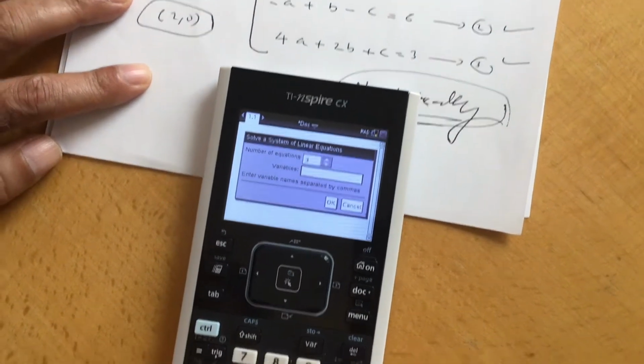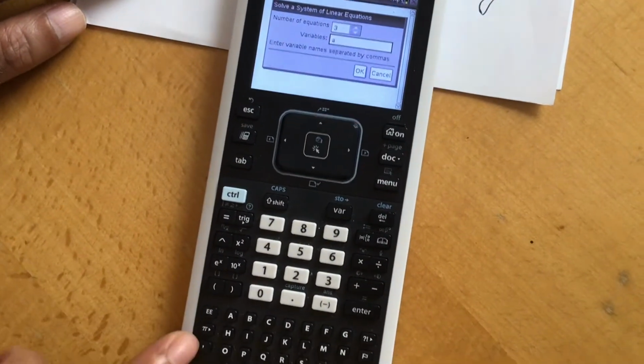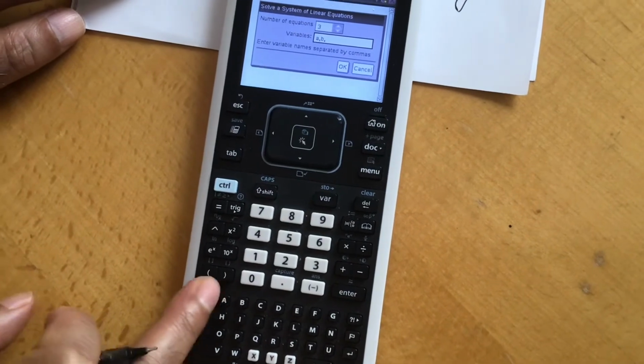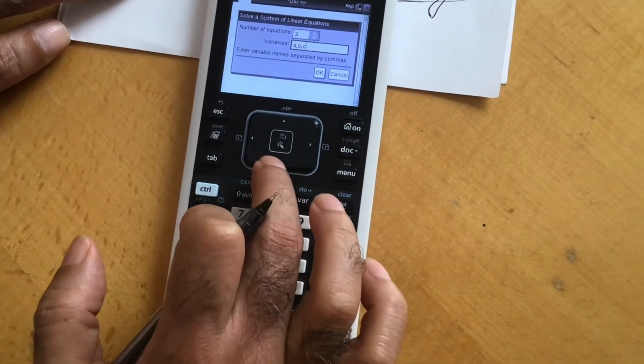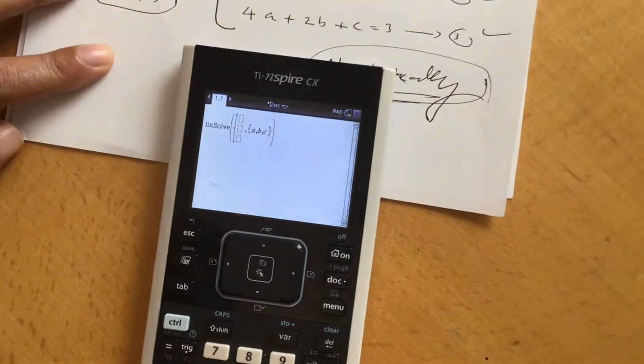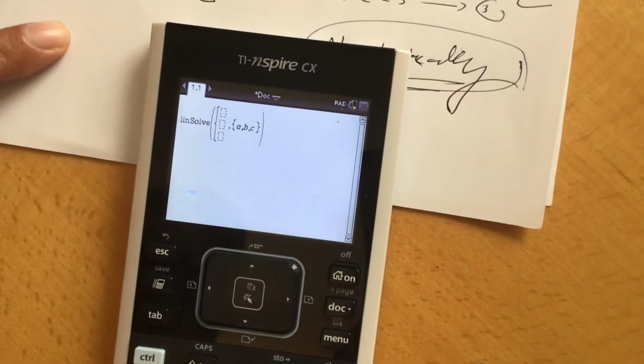So you see the A button here. I press A, and then there is a comma. Then you press B, then there is a comma. Then there is a C, and then you go down to press OK. So it gives you this format. So into that, we are going to quickly type in these equations.